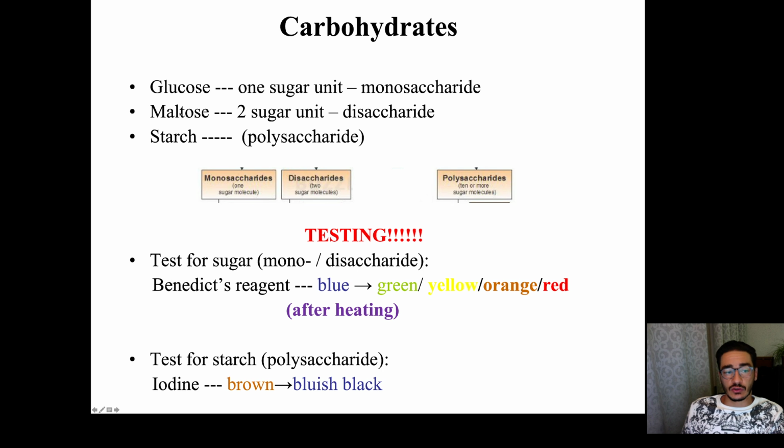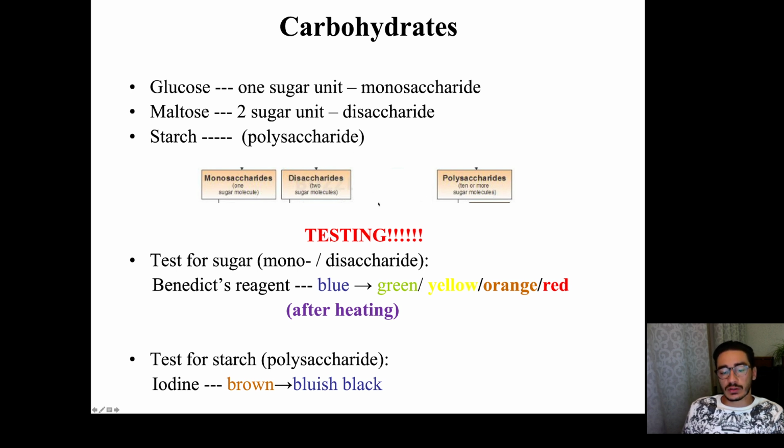So the carbohydrates: glucose is one sugar unit, a monosaccharide; maltose is two sugar units, a disaccharide. These are still simple carbohydrates. And then you have starch, a polysaccharide. Starch, glycogen, and cellulose are the three examples of polysaccharides. This is a complex carbohydrate.